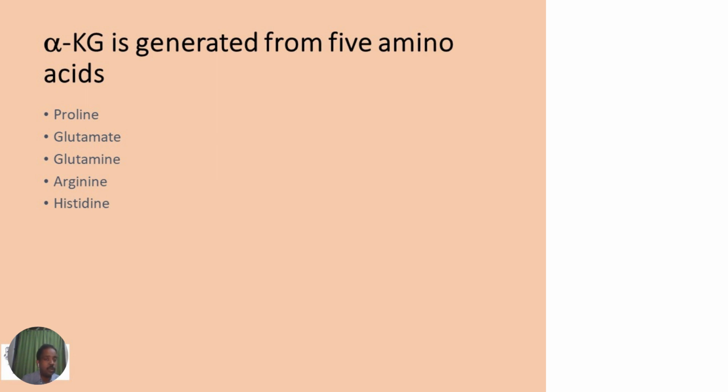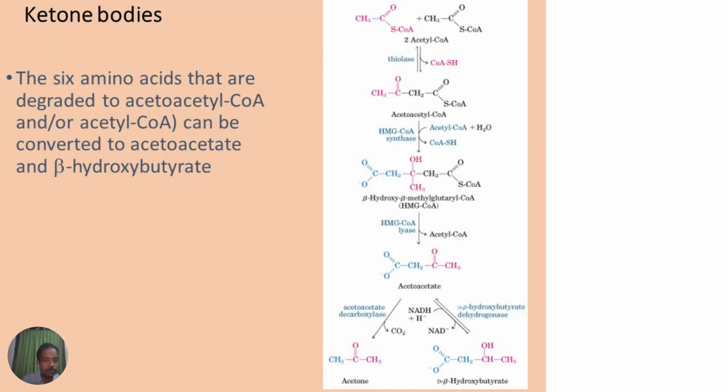So alpha ketoglutarate is generated from 5 amino acids: proline, glutamate, glutamine, arginine, and histidine. This is the basic reaction. Next comes the ketone bodies. The 6 amino acids that are degraded to acetoacetyl-CoA and acetyl-CoA can be converted to acetoacetate and beta hydroxy beta-methylglutaryl-CoA, which is the formation of the ketone bodies.